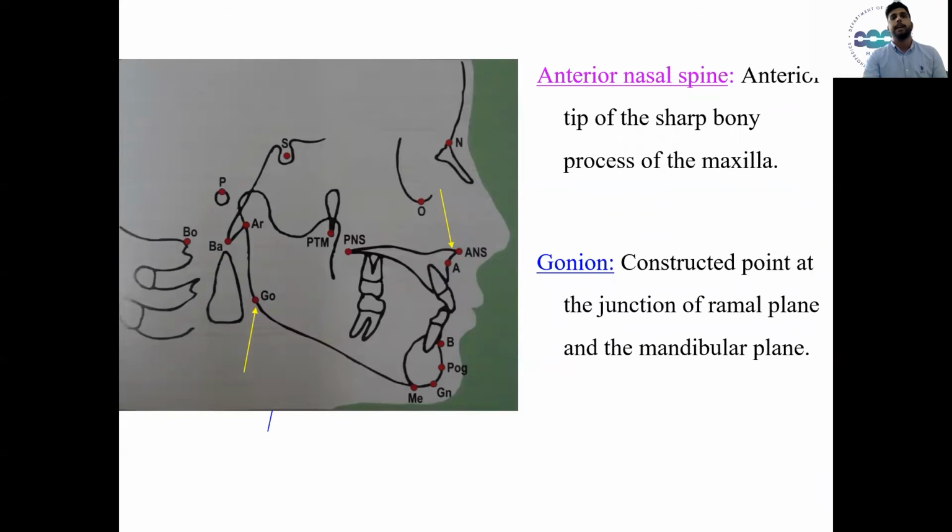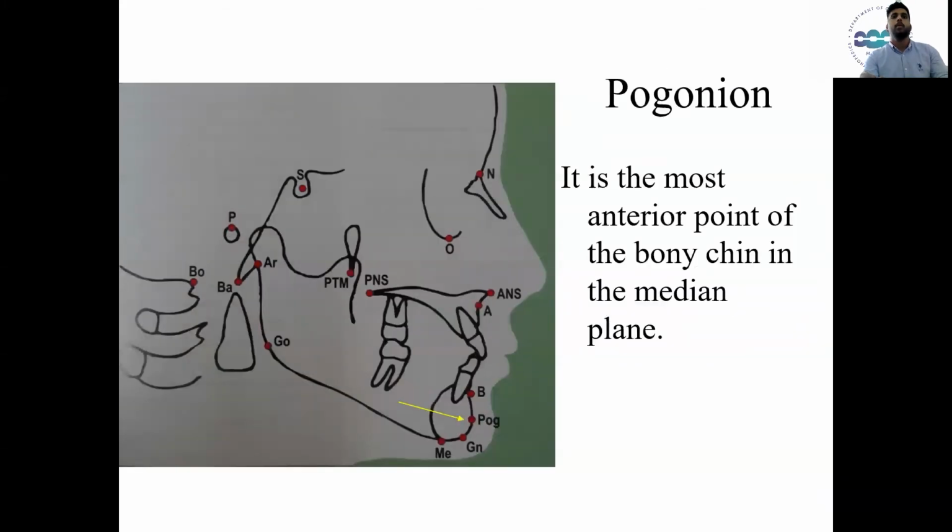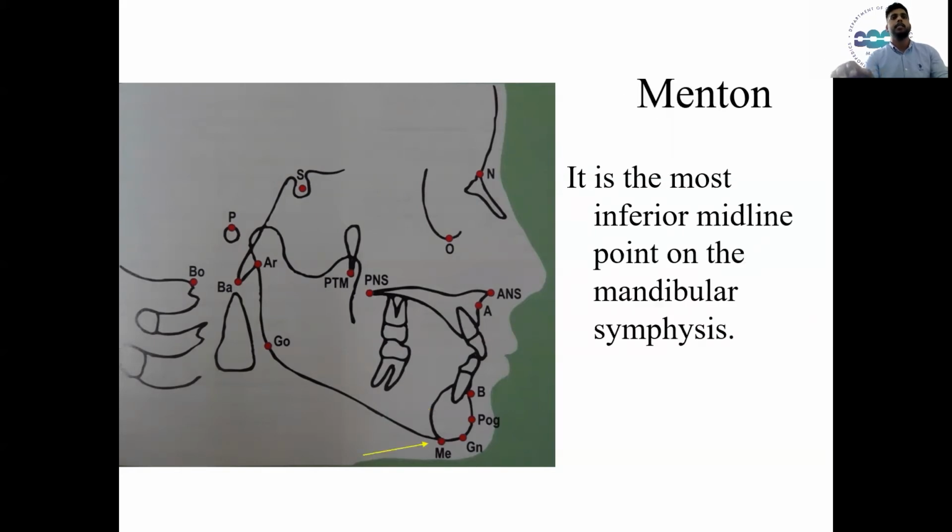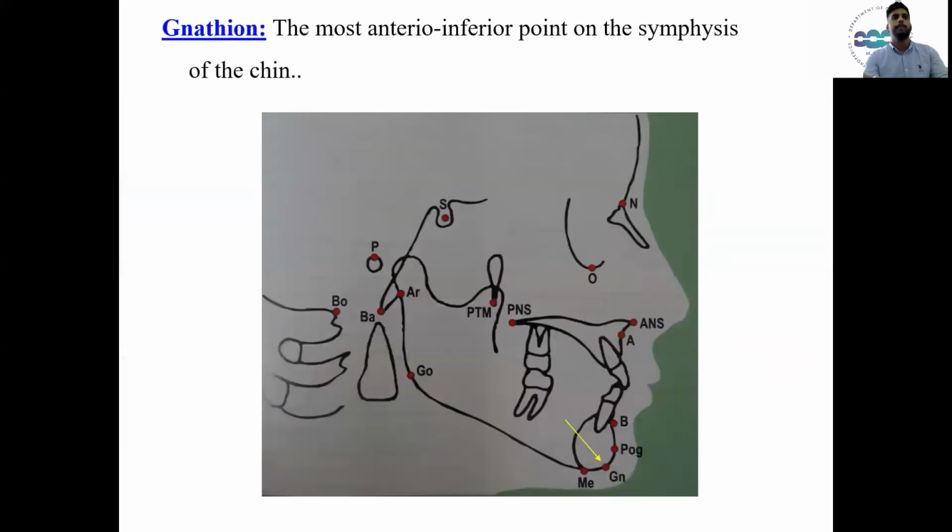Next is the anterior nasal spine, the anterior tip of the sharp bony process of the maxilla. Next, gonion. It's a constructed point at the junction of the ramal plane and the mandibular plane. You can see it's at the junction of the ramal plane and the mandibular plane. Pogonion is the most anterior point of the bony chin in the median plane. Next is menton, the most inferior midline point on the mandibular symphysis. Next is gnathion, the most anterior inferior point on the symphysis of the chin.